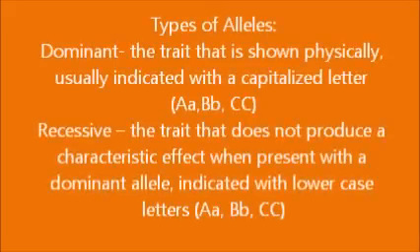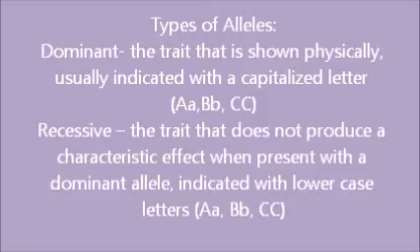Types of alleles. Dominant alleles are the trait that is shown physically, usually indicated with a capitalized letter, such as the examples shown. Recessive alleles are the trait that does not produce a characteristic effect when present with a dominant allele, indicated with lowercase letters, as shown in the example.